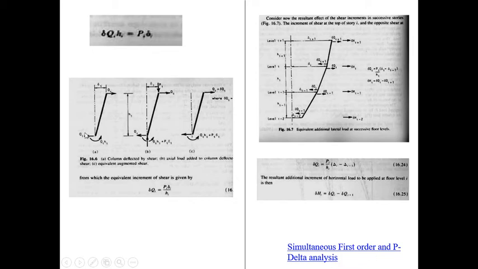Then here, as I've explained how it is, first I'll show you this. Suppose this is a structure wherein it is getting deflected initially. So Q1 is the shear force. This is the delta 1, and due to that a moment is produced, that is Q1 into delta 1. So the column is deflected by shear here.